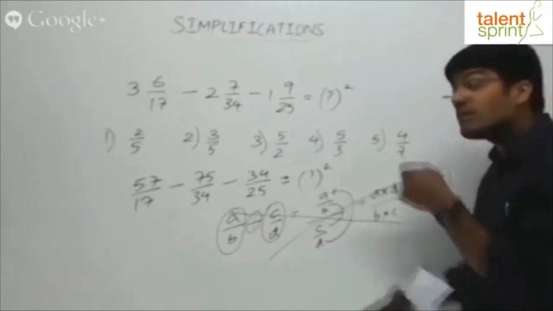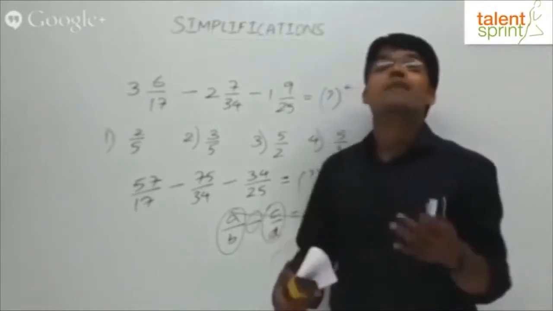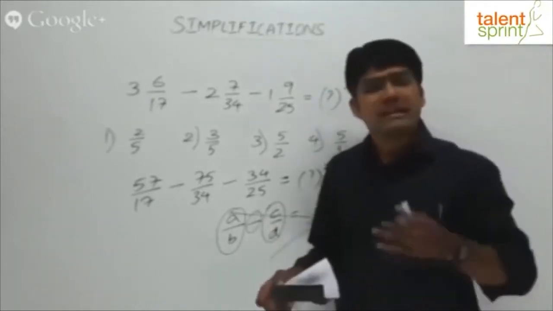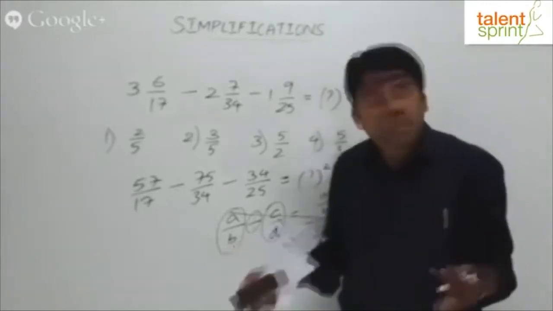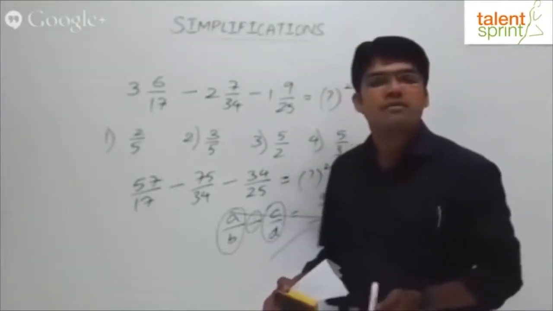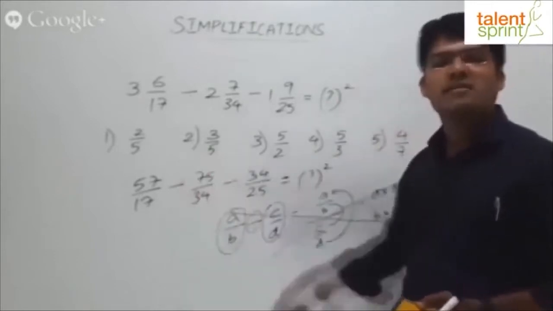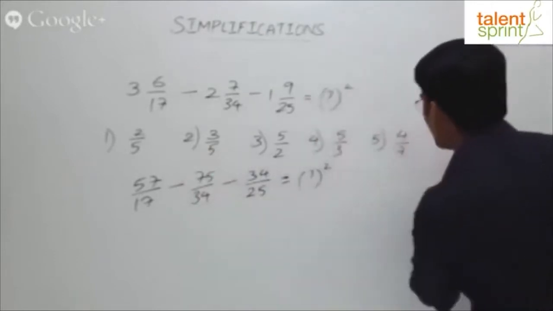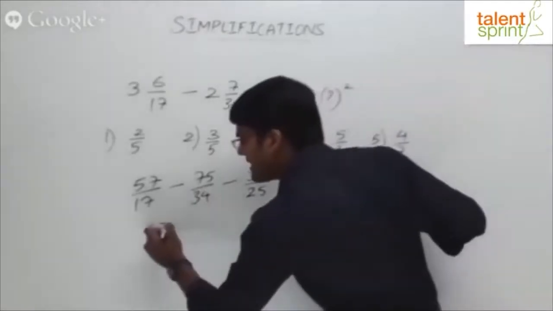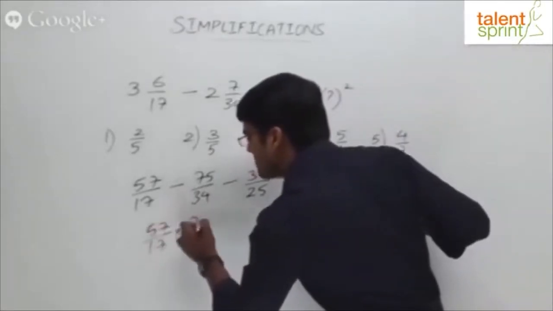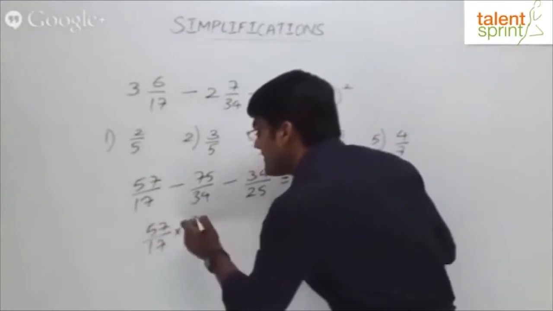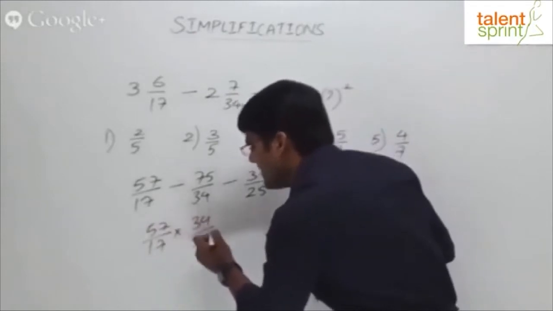And why are we trying to convert this to multiplication? Because multiplication of fractions is easier compared to division. At least it looks to be easy. It may not really be easy, but it looks easy when compared to division of fractions. The simple logic is to replace the division with multiplication and reciprocate the second fraction. So going by that, what do we get here? 57 by 17 into 34 by 75.